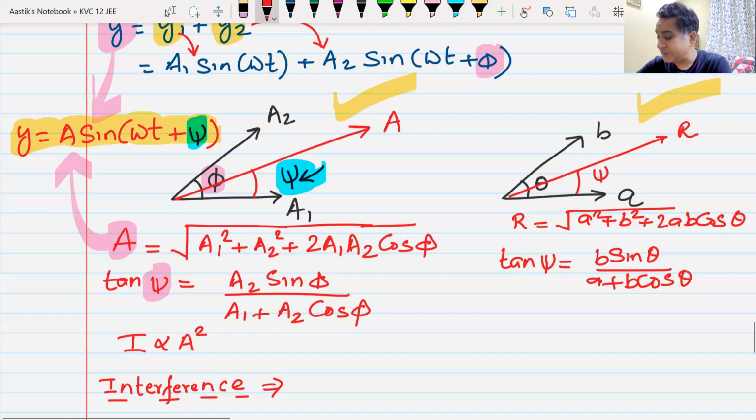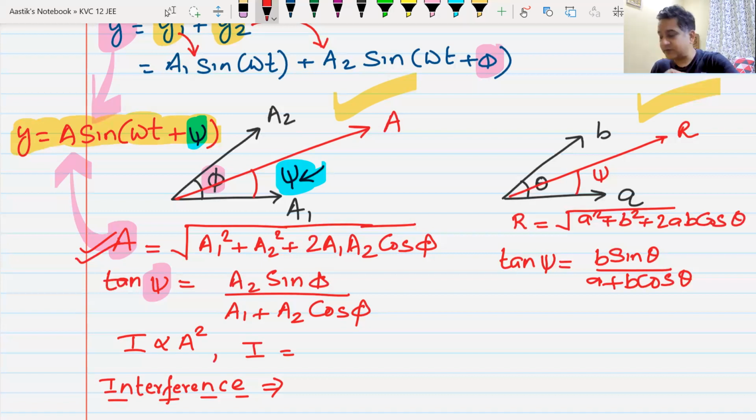Now this is the formula that we had got for the resultant amplitude of the wave. Remember, intensity is proportional to A squared. If you now apply a bit of common sense, you can tell me what will be the formula for the resultant intensity of the wave. Resultant amplitude, I am calling it A. Resultant intensity, I will call it I.